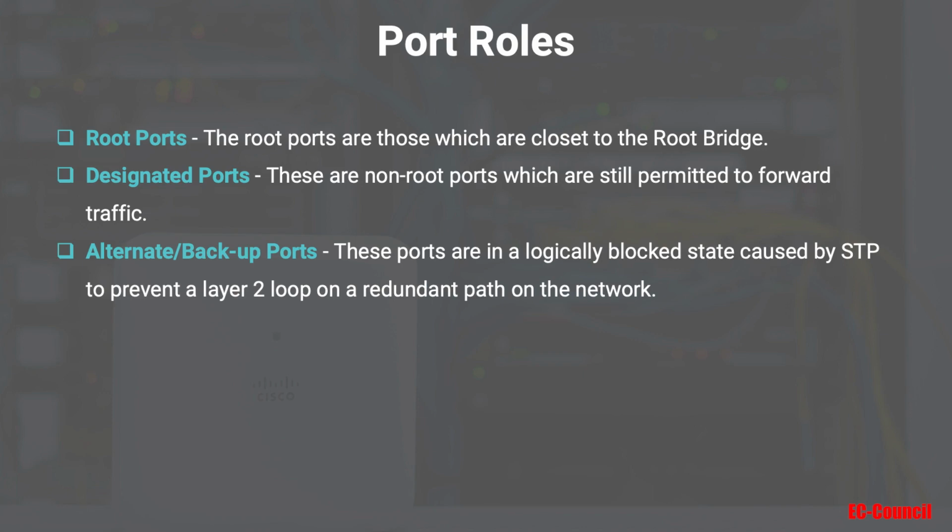So what exactly are the root ports? The root ports are ports that are closest to the root bridge. Please keep in mind that these ports are not on the root bridge, but closest to it. Designated ports are simply non-root ports which are still permitted to forward traffic. While the alternate or backup ports are the ports that spanning tree logically places in a blocking state simply to prevent any sort of layer 2 loop on any redundant paths on your physical network.